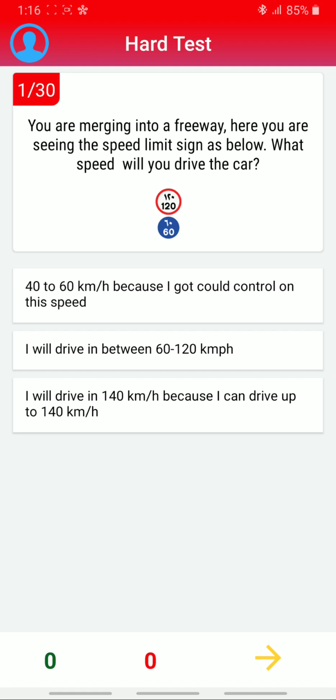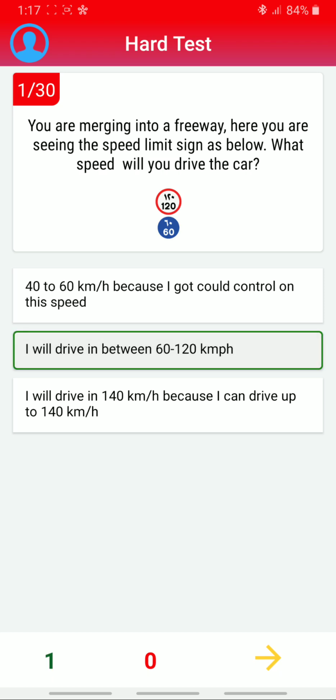So in this, the first question is: you are merging into a freeway. Here you are seeing the speed limit sign below. What speed will you drive the car? Here, one speed limit above is 120 and below it's 60. So it clearly means that we need to drive in between this limit. So the second option, I will drive in between 60 and 120 kilometers per hour, is correct.